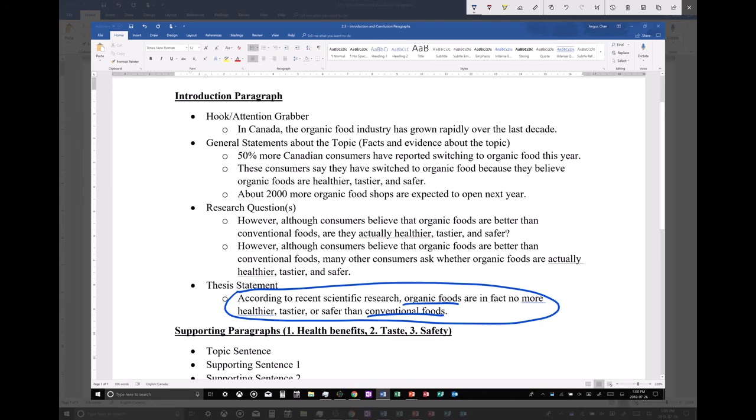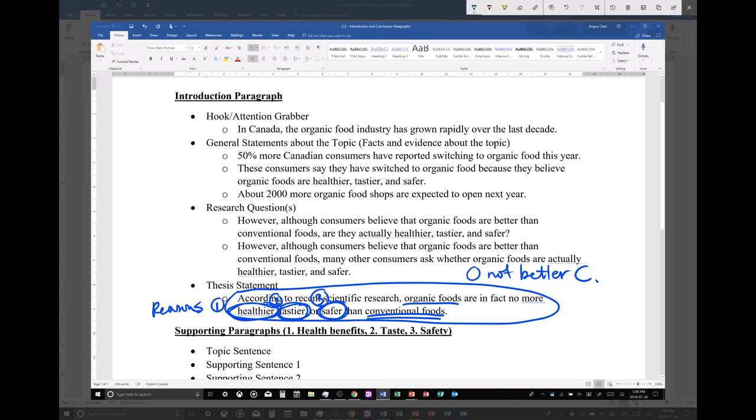And this thesis is saying that organic foods are no more healthier, tastier, or safer than conventional foods. So it's not better. So O is not better. I'll use O for organic, then let's say conventional foods or regular foods. Why? Because it's not healthier, is not any tastier, and not any safer. So reasons 1, 2, and 3.